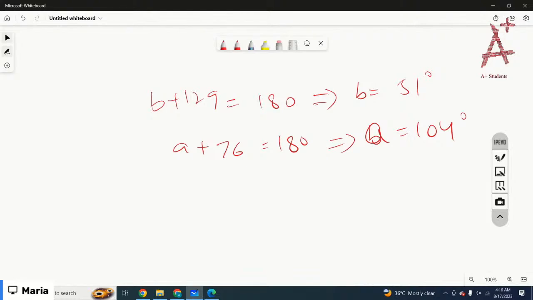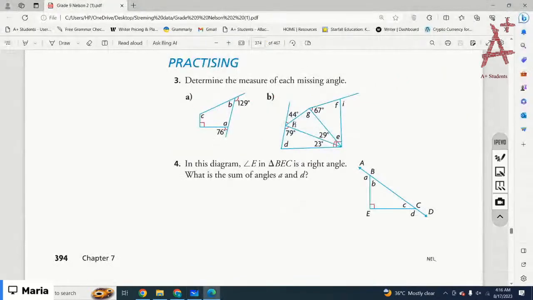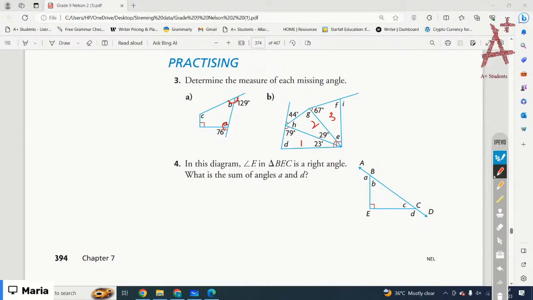Okay, so the same thing you have to do with the B part also. Let's just calculate the missing angles in the B part. B has so many missing angles. Let's just look at the 79. You can see triangles 1, 2, and 3, we have three triangles, right?